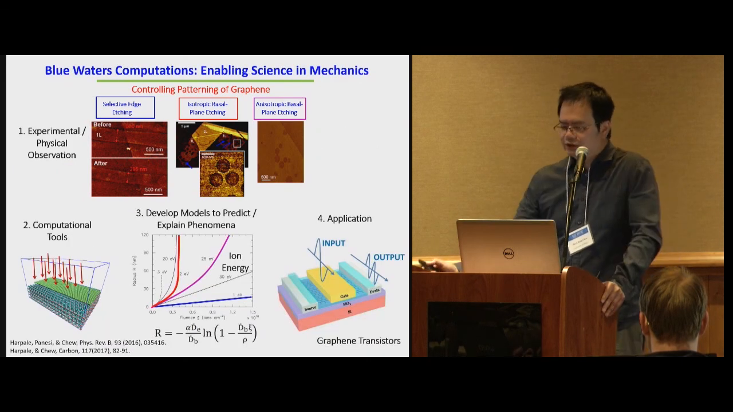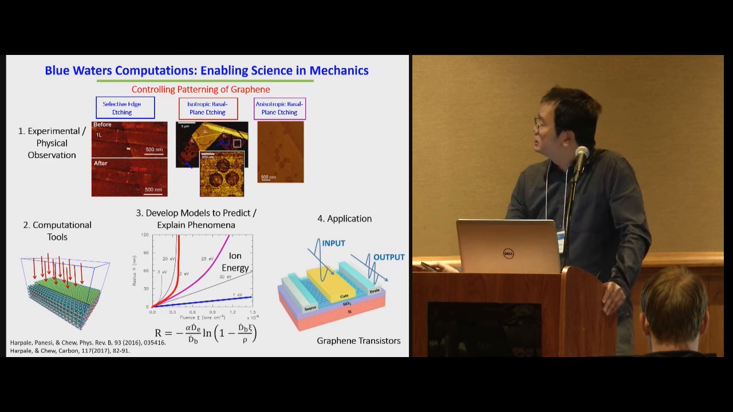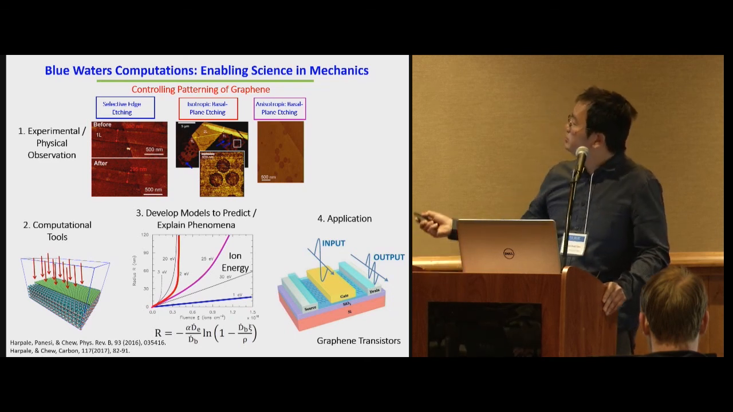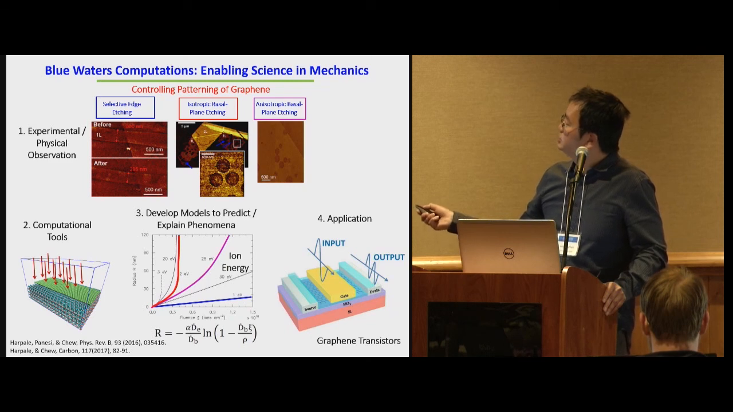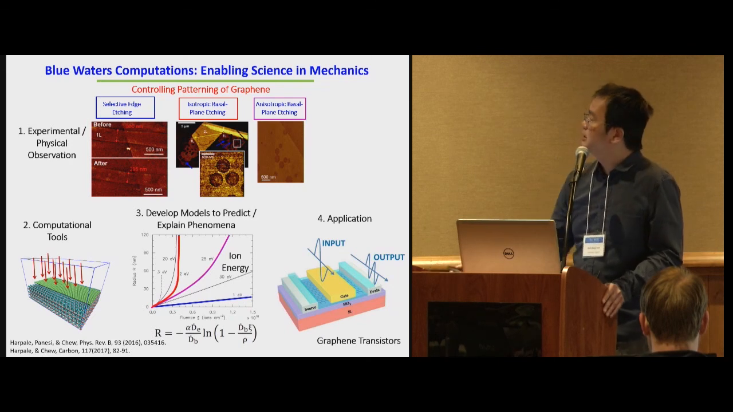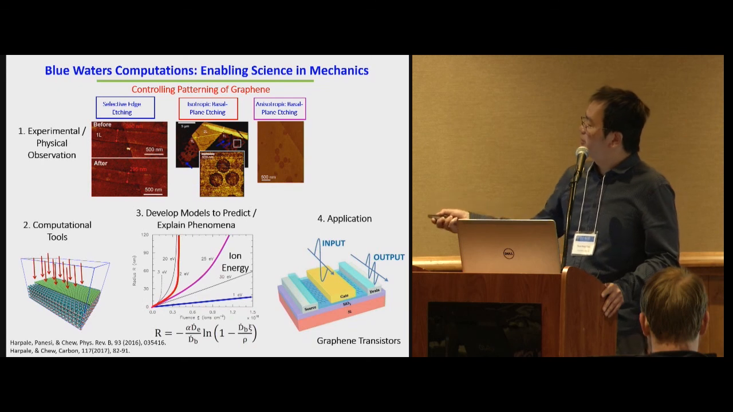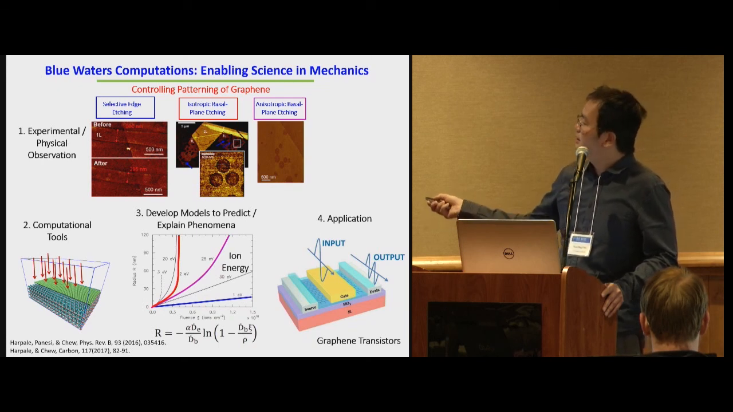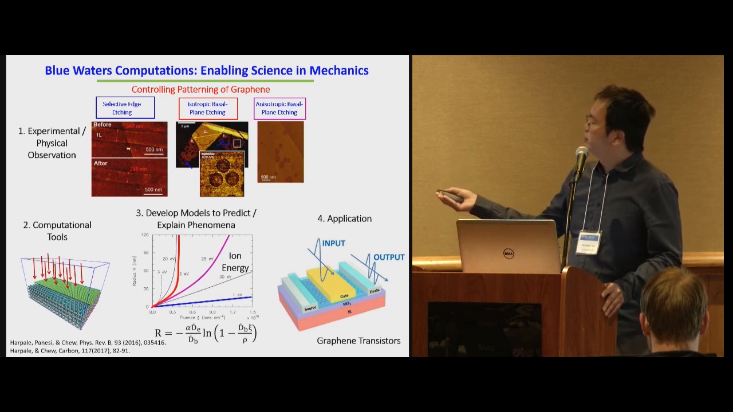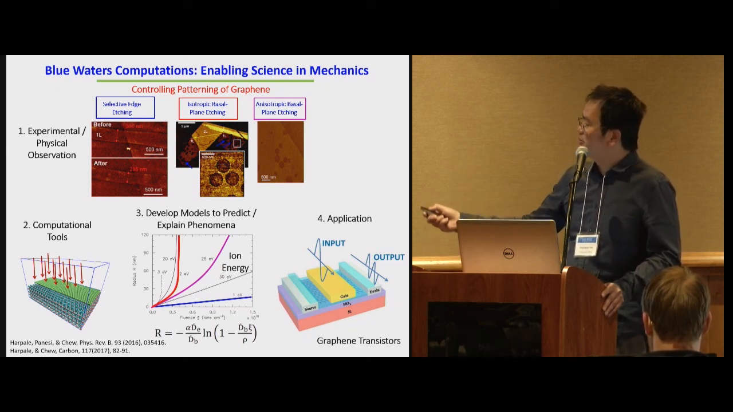Okay, so this is the last slide I have up here. This conclusion slide is that the Blue Waters computations have enabled us to pursue some science in mechanics. Now, this is a typical mechanics problem. Why is it a mechanics problem? Because in a mechanics problem, we have a set of conditions. We have some experimental observation that we see. And in this case it is the question of different etching mechanisms that result when you place a graphene sheet in the plasma chamber. So these are from the experimental observations.